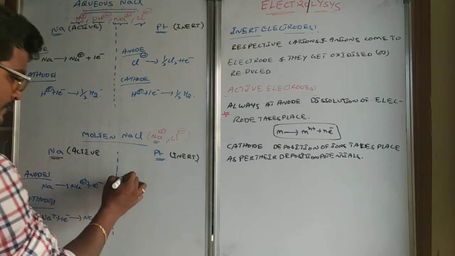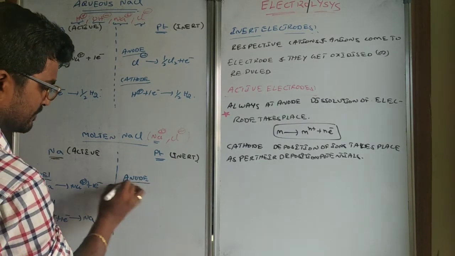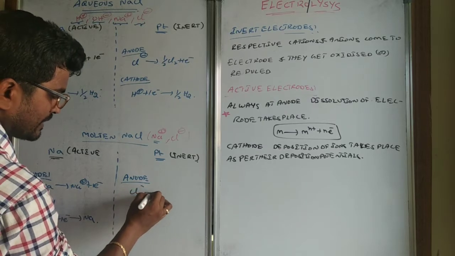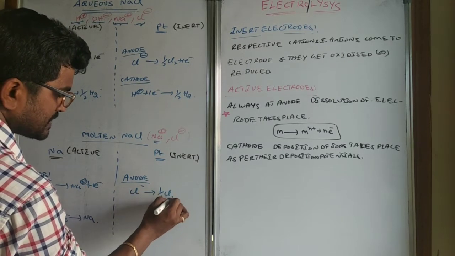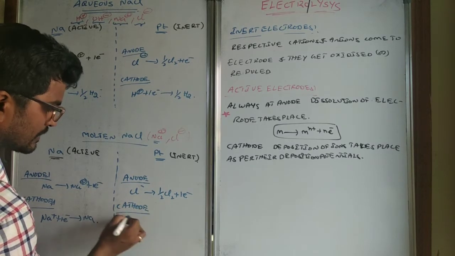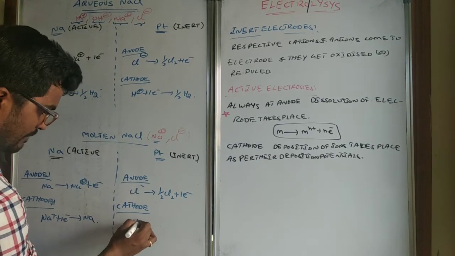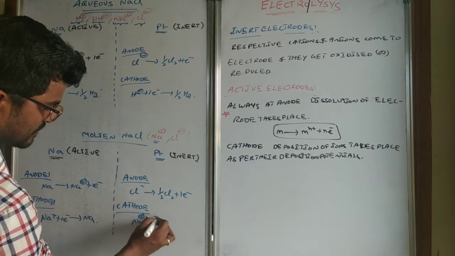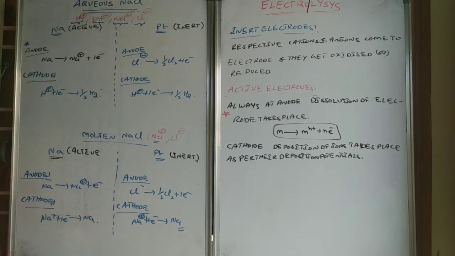When you take an inert anode, Cl- gives half Cl2 plus one electron. At the cathode, what you can expect, sodium will come in the deposit. Na+ plus one electron gives Na will come like this. We should be very careful when it is the case of an active electrode. This is a very important thing.